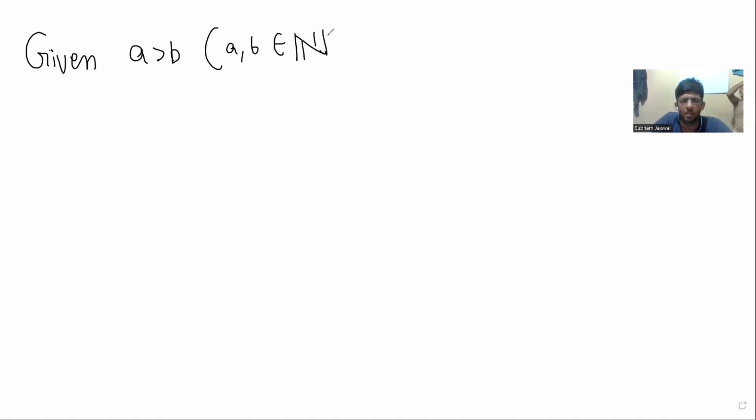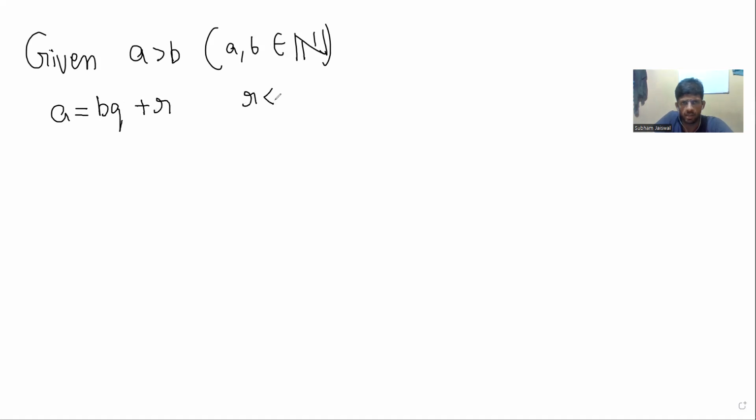So maybe I'll begin with the number theory version of the question. It will be as follows. We know that given a bigger than b, two integers, let's say just natural numbers, if you divide a by b, we all know, right? You get a quotient and a remainder.